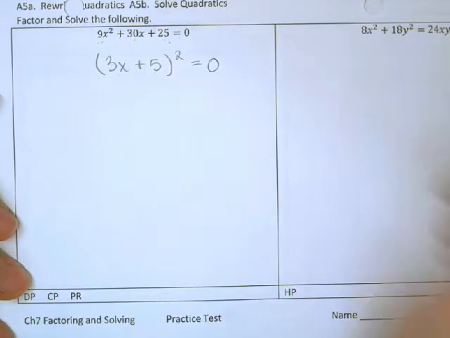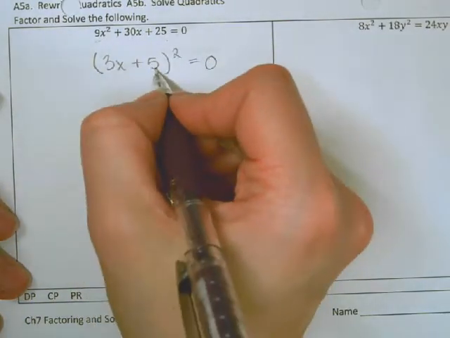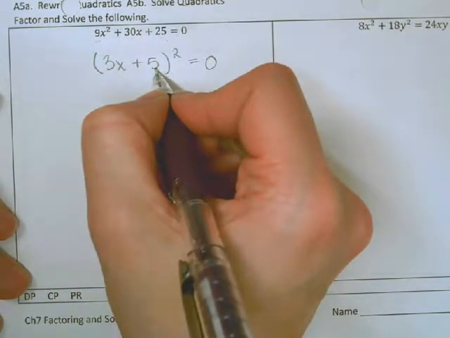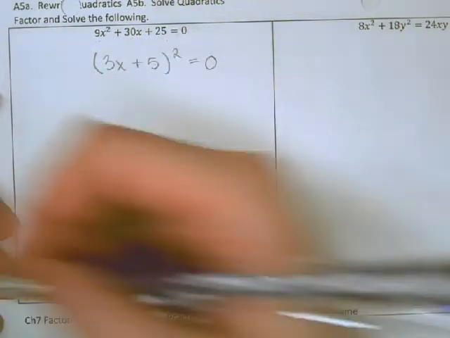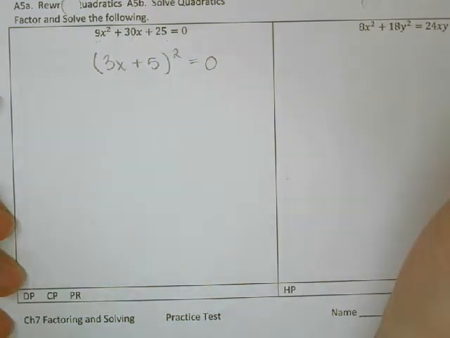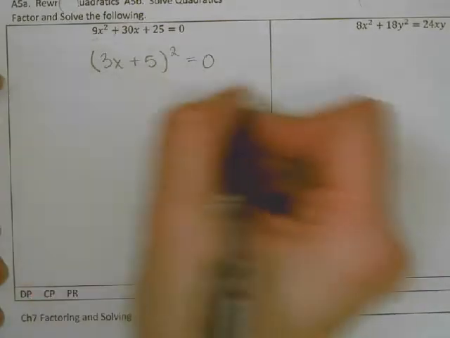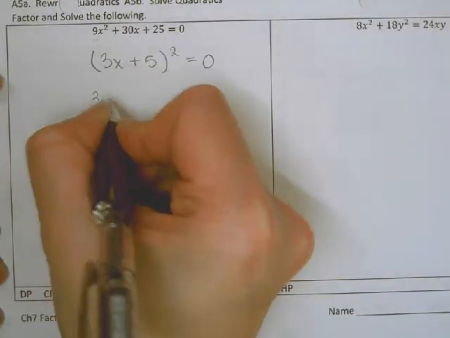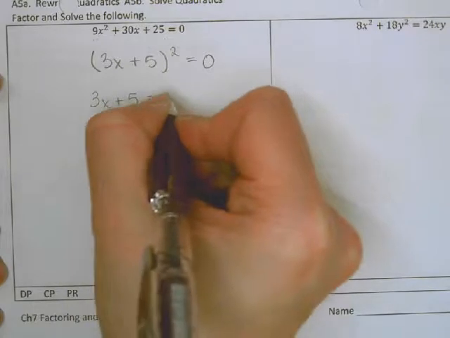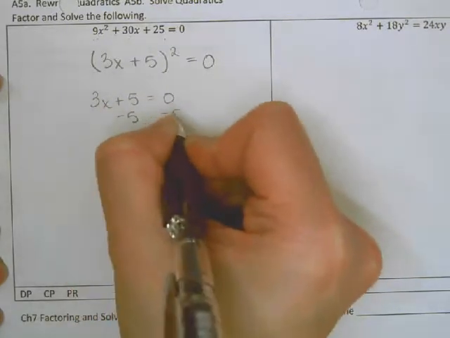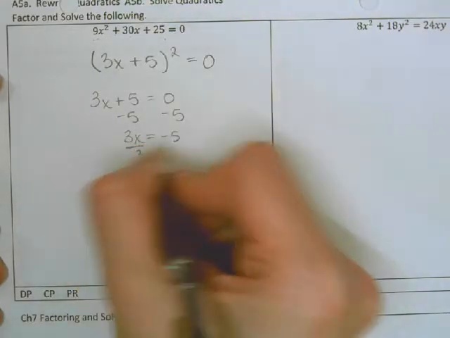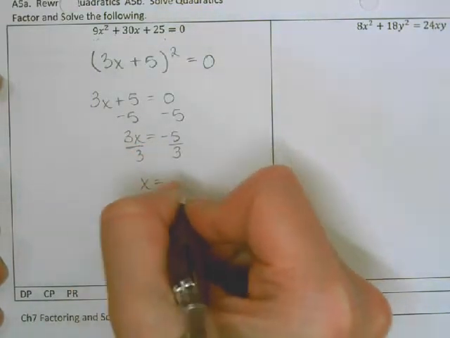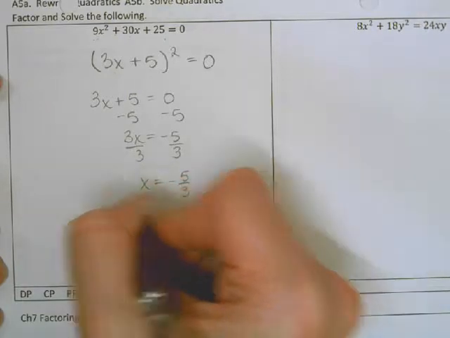Now, if this is a perfect square trinomial, these two terms multiplied together, which gives me 15x, and then multiplied by 2 is going to give me 30x. Once again, if you want a more thorough explanation as to why that works, see the video. So, if I am solving this, I've got 3x plus 5 equals 0. Subtract 5 from both sides. So 3x equals negative 5. Divide by 3. So x equals negative 5 over 3.